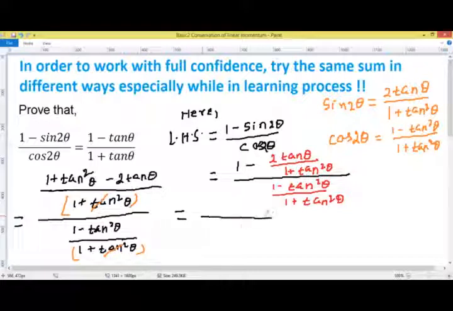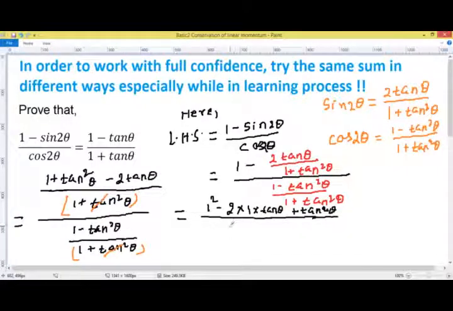After this step, what you can say in this case is that this is 1 plus tan square minus 2 tan theta. So it's like this: 1 means you can write 1 square, minus 2 tan theta means you can write 2 times 1 times tan theta. And after this term we are left with tan square theta here. So we put here tan square theta.